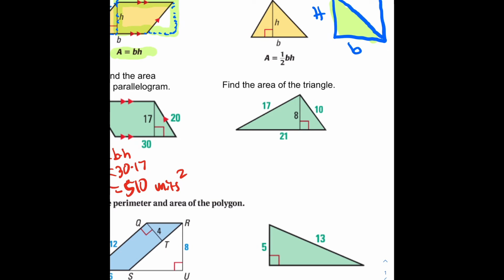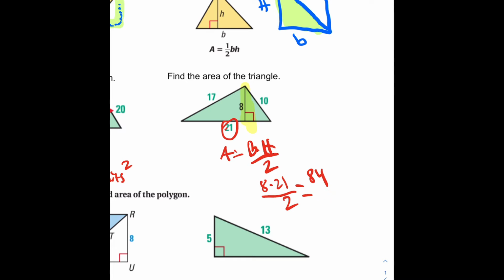The base is where your height intersects at a 90-degree angle. So again, I know all 3 sides of this triangle, but because this one altitude, this one height is creating a right angle with 21, I'm going to use that. So I'm going to say the area equals base times height divided by 2, 8 times 21 divided by 2, which is really 4 times 21, which gives me 84 units squared.